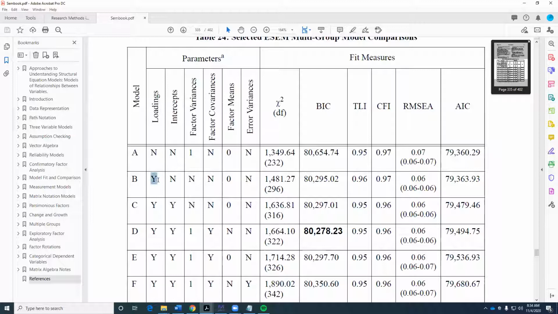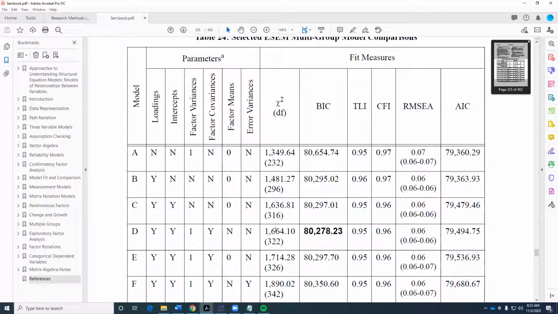If I'm just saying the loadings are going to be the same, but the factor means are different and the intercepts are different, that gives me this chi-square and BIC. If I've got loadings and intercepts to be the same across groups, but the factor means are set to 0, that gives me this. And if I've got loadings and intercepts and variances and factor covariances the same, but the factor means are different across the two, that gives me this.